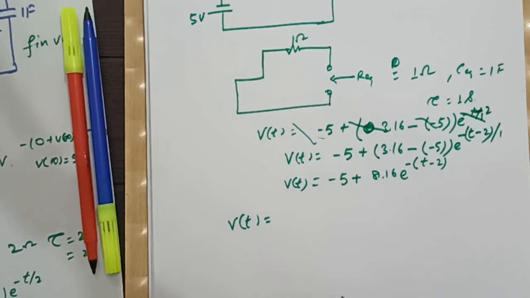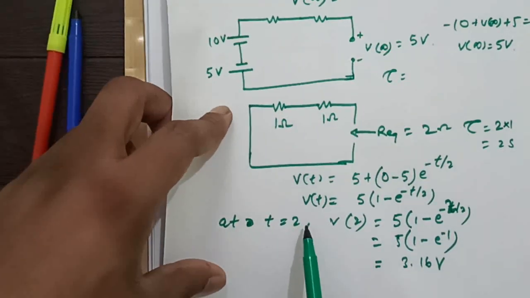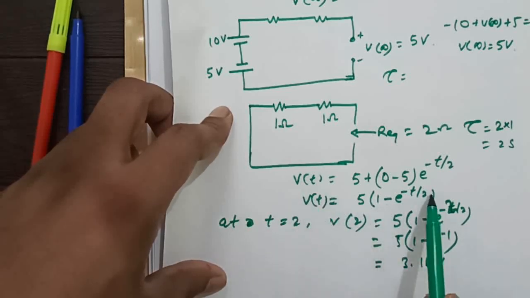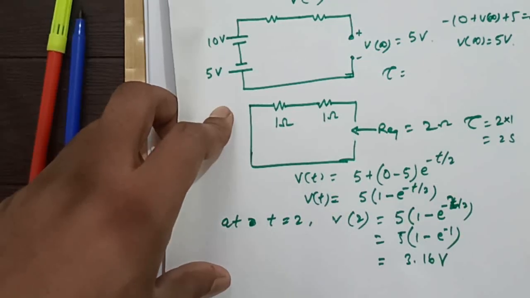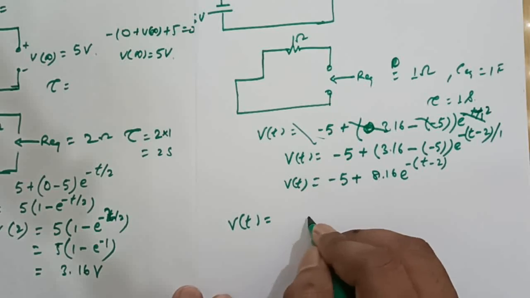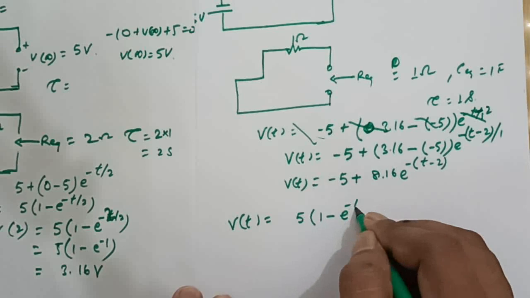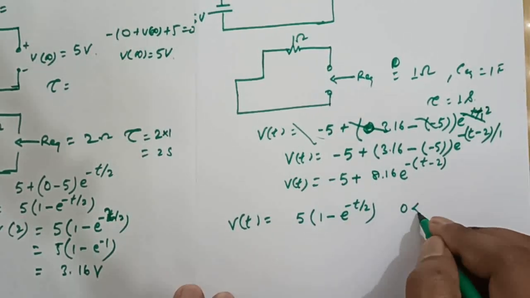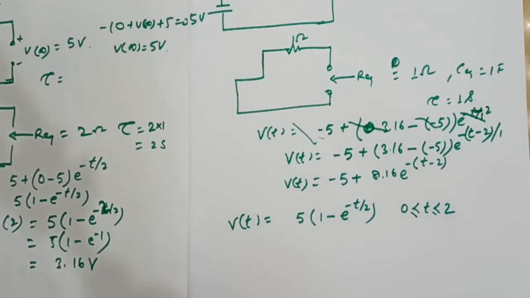So the complete expression for Vt will be, see, from before the introduction of the second transient at time t equal to 0, the expression was what? Vt is equal to 5 into 1 minus e to the power minus t by 2. So Vt will be 5 into 1 minus e to the power minus t by 2. For what period of time? For 0 to 2 seconds. Clear?